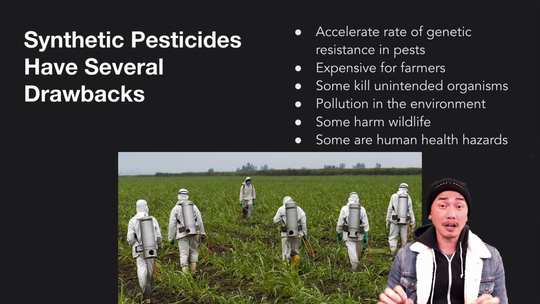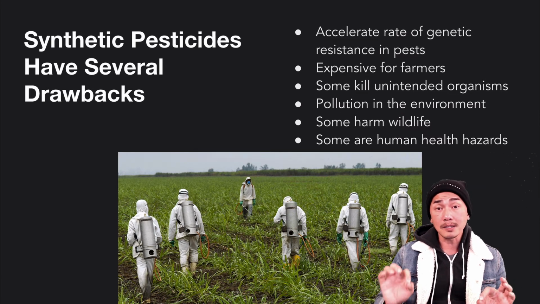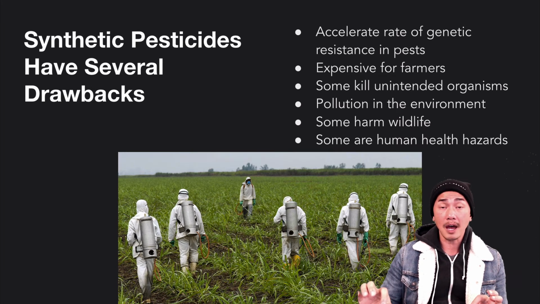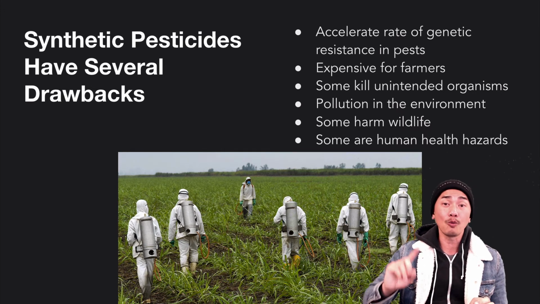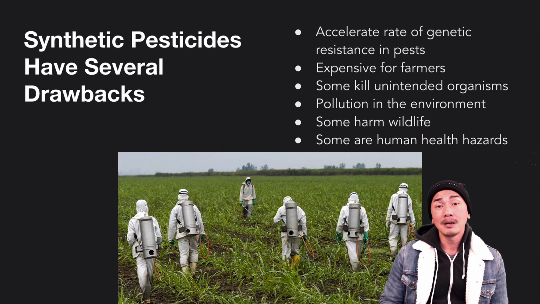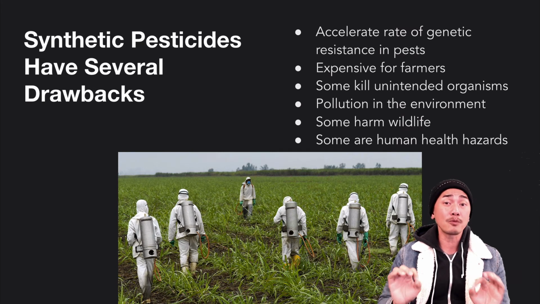We also have to talk about the drawbacks of using synthetic pesticides. Pesticide use can accelerate the rate of genetic resistance in pests, causing them to become more tolerant to the pesticide and requiring farmers to use either more pesticide or different pesticides for the pests. Pesticides can also be very expensive. Pesticides can also kill unintended organisms, including wildlife around the farm. Pesticides cause pollution in the environment and also do pose some risk to human health.